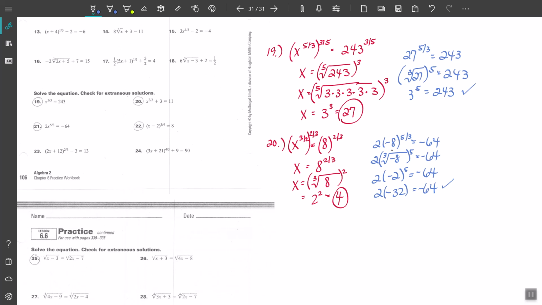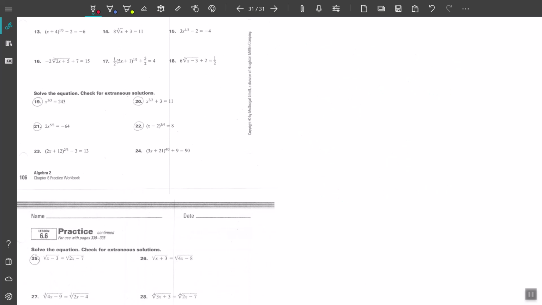So if you tried to multiply to a -8 to get -16 and then raise that to the 5/3 power, you may not have gotten the correct answer. So make sure you're following order of operations on all of these. Number 21, we need to divide through by 2. And we'll get this. And then we're going to undo that exponent by multiplying to the 3/5 power.